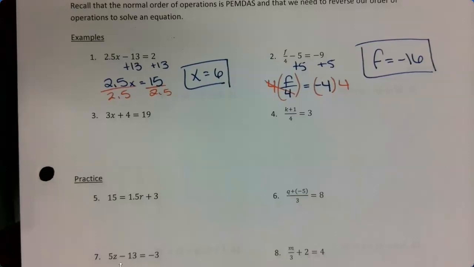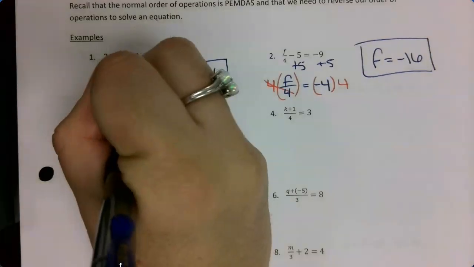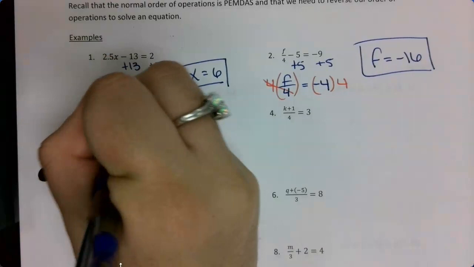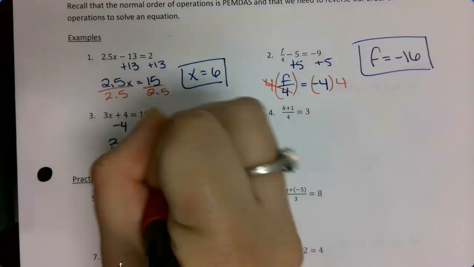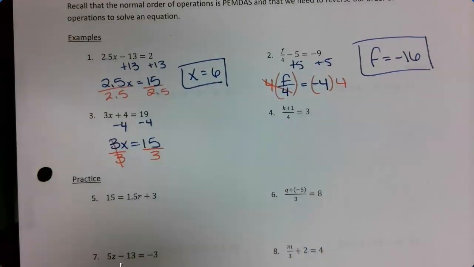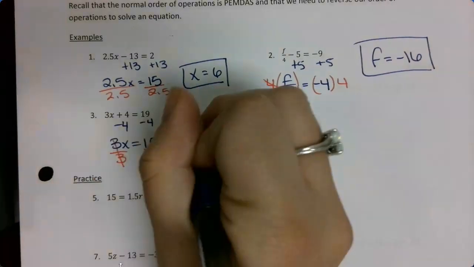Okay, on number 3, what's the first thing I want to do? So I get 15. Then how do I get x alone? Yep, divide both sides by 3. 15 divided by 3 is?